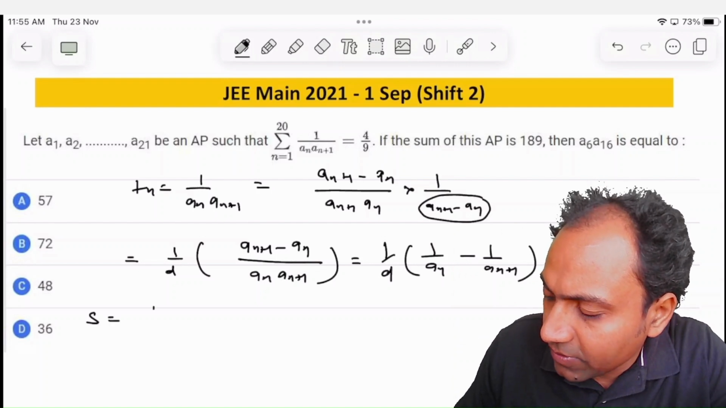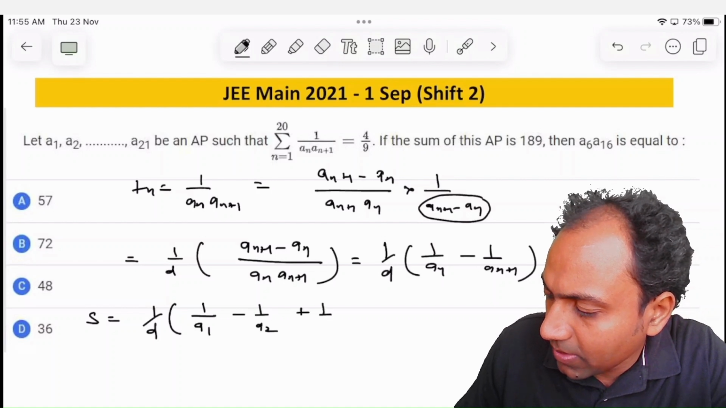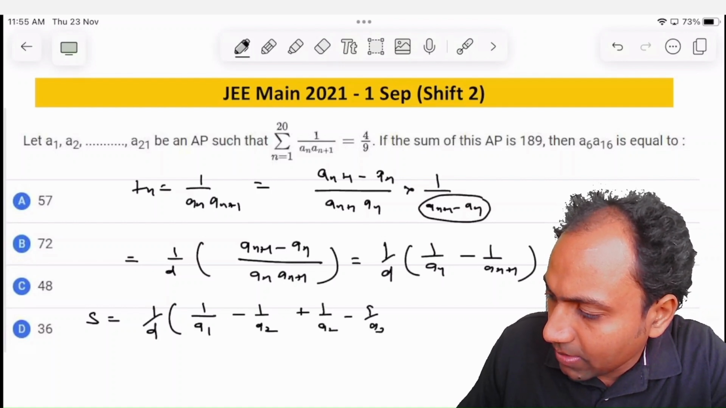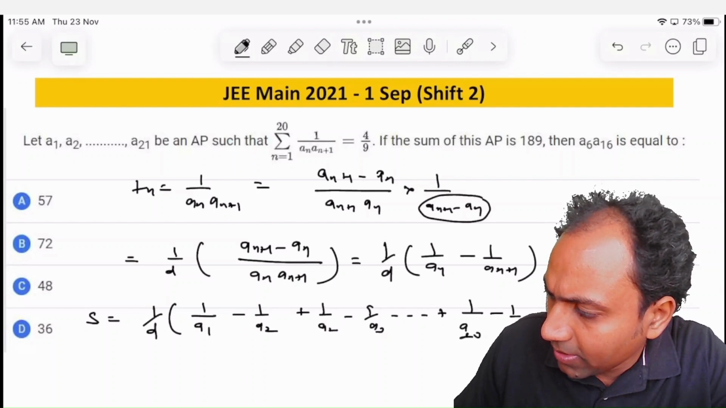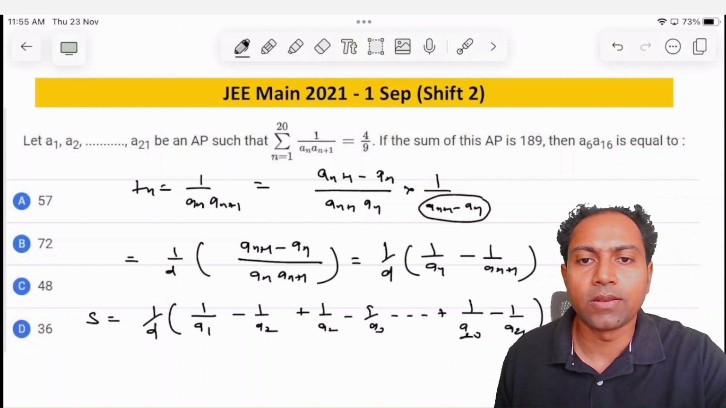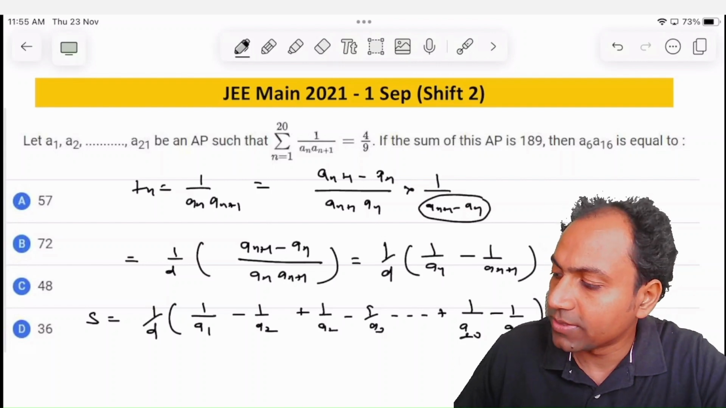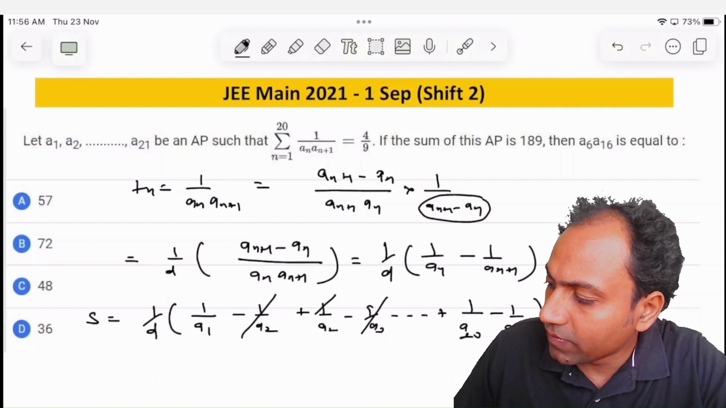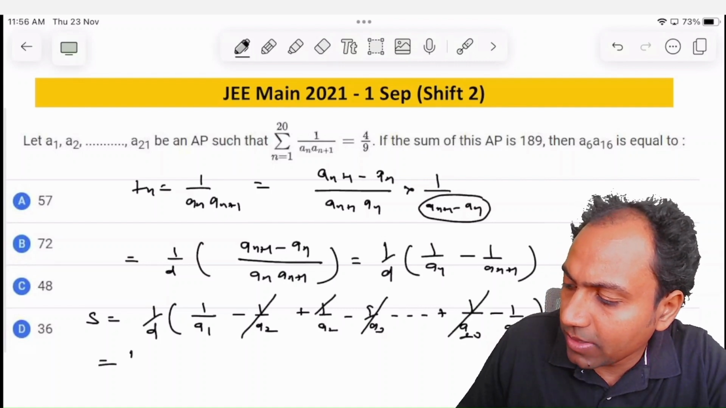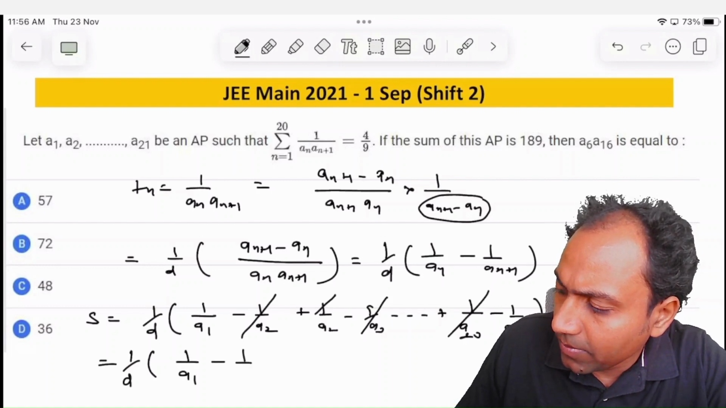It will start with the first term. So 1 by d we can take out. The first term becomes 1 by a1 minus 1 by a2. The next term becomes 1 by a2 minus 1 by a3. And it will go till 1 by a20 minus 1 by a21. Till here we can write the whole series. See, once we have written this series, what we will observe here is that the alternate terms are getting cancelled out. So all of this will get cancelled out, and towards the end what we will be left with is 1 by d into (1 by a1 minus 1 by a21).